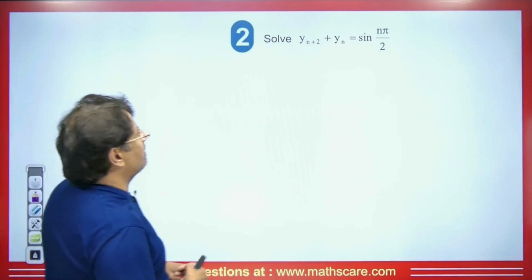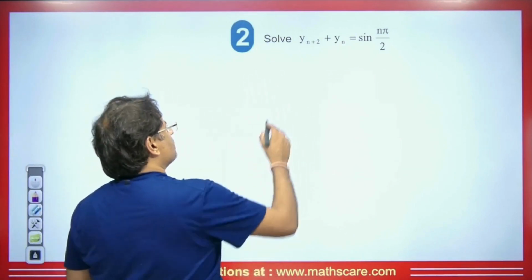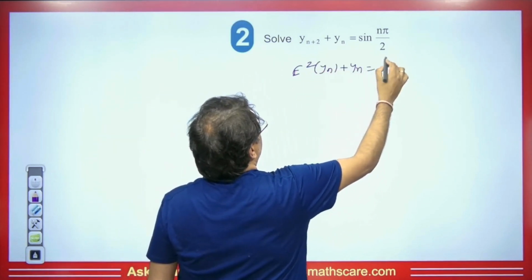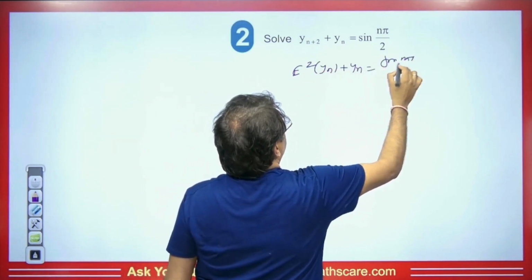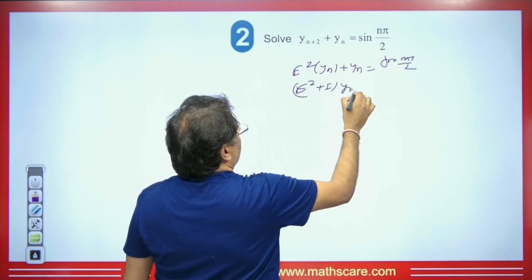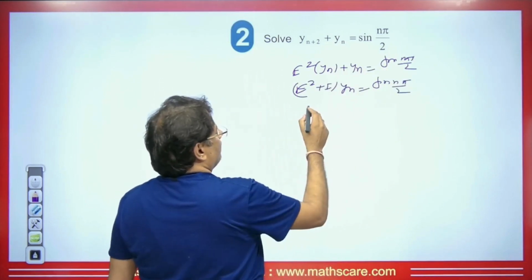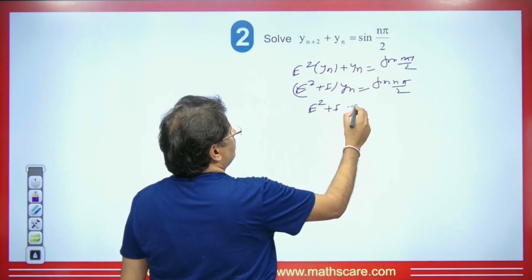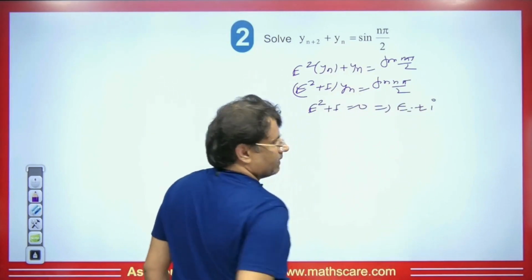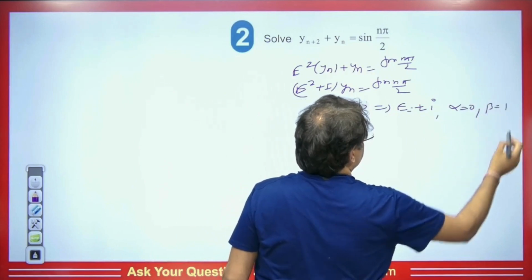So next question is y_(n+2) plus y_n is equal to sin(n pi by 2). Okay, what will we do again? We are going to write this. So this will be E square y_n plus y_n is equal to sin(n pi by 2), right? So here we will get (E square plus 1) y_n is equal to sin(n pi by 2). We will write E square plus 1 is equal to 0. So we will get E is equal to plus minus i. If we look at its roots, the real part is 0 and the imaginary part is 1.